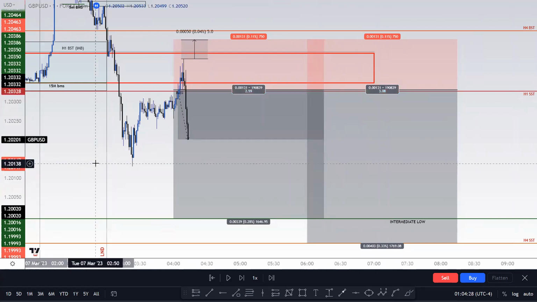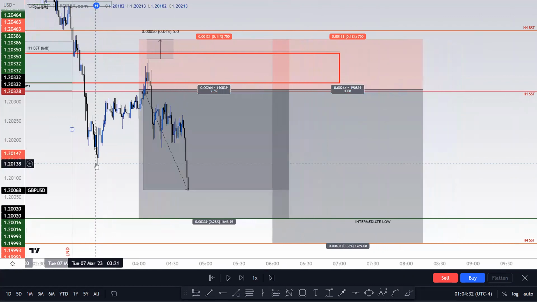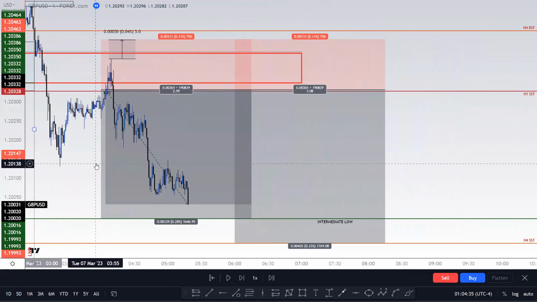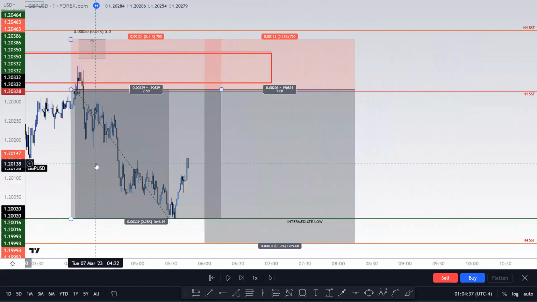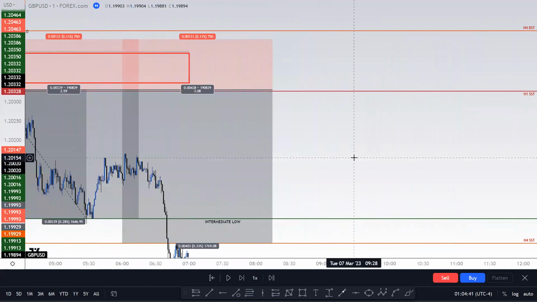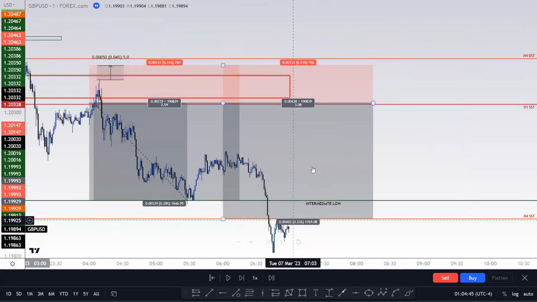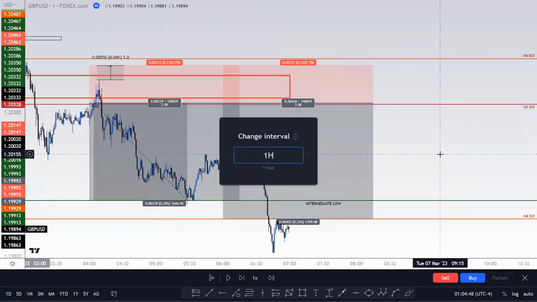So now let's take a look and see what happens. We did see that strong shift that ensued afterwards, and price eventually, although it did take its time, hit the first target at the intermediate low. It pulled back, and then just before the New York Open, price took out the second target. So that was the setup for Tuesday.